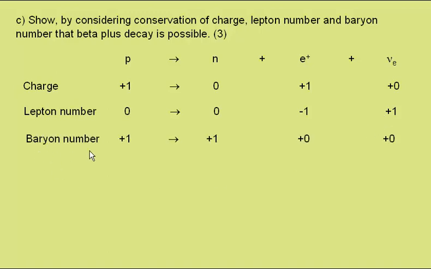Finally, baryon number. A proton is a baryon, so has a baryon number of +1, as does a neutron. The positron is not a baryon and has a baryon number of 0, as does the electron neutrino. Therefore 1 equals 1 plus 0 plus 0, and baryon number is conserved, showing that this decay is indeed possible.